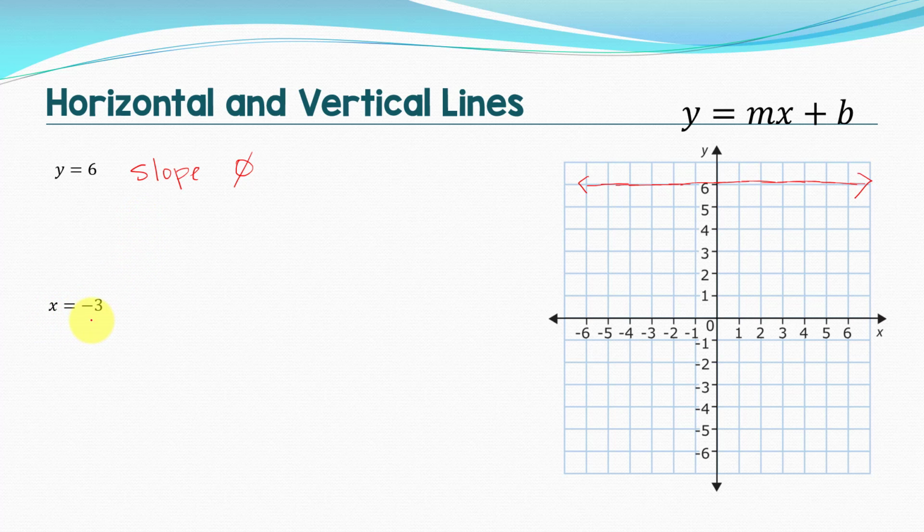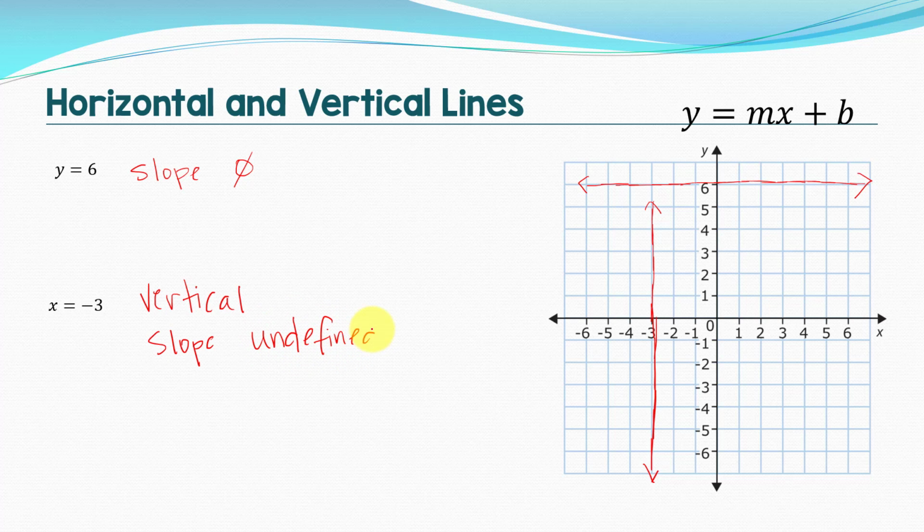X equals -3, again, is the same idea, but all the values for x are -3, and y can be anything. So if I graph a line, no matter what the coordinates are, the x value is -3, y can be anything. So this is going to be a vertical line, and this is considered to have a slope that is undefined. And why is that?